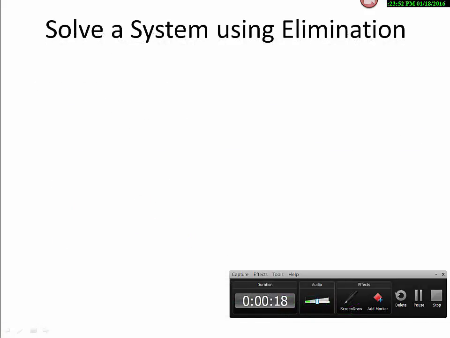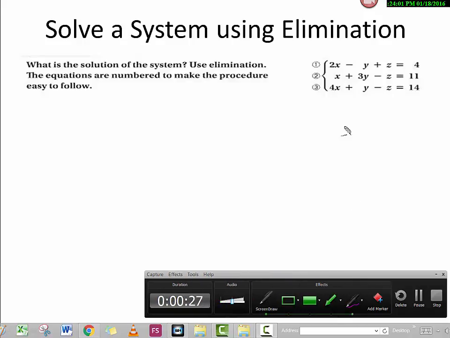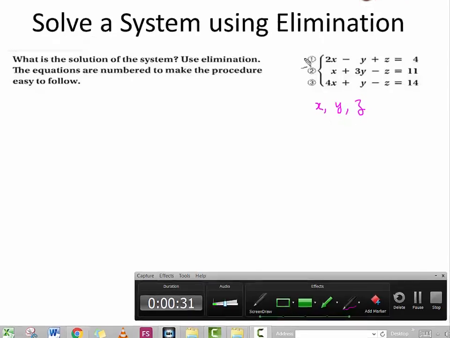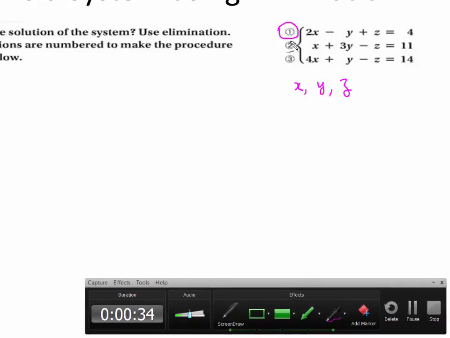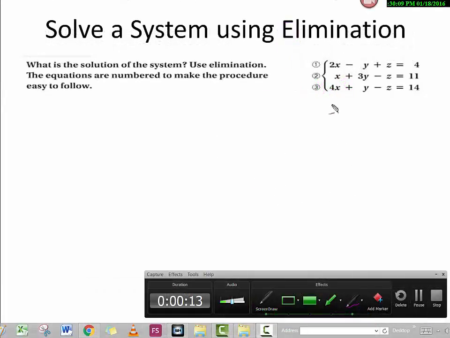Let's start with elimination first. Here's a system of equations. We have 3 variables right here, which are x, y, and z. And here are just the labels, 1, 2, and 3, the labeling of these different equations so you know which one is which. When you have a question like this, try not to jump right into the calculation. Try to analyze the question a little bit before you start.